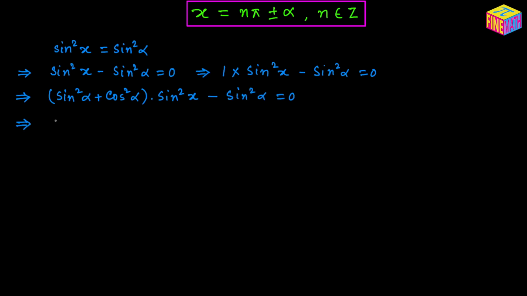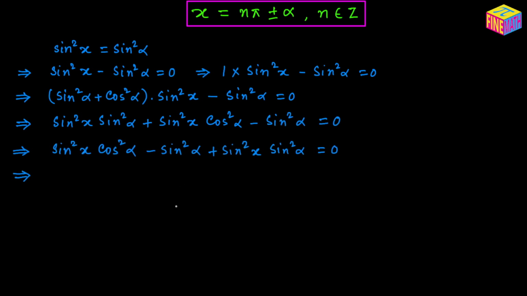We are going to get sin squared of x times sin squared of alpha plus sin squared of x times cosine squared of alpha minus sin squared of alpha. All of that is equal to 0. And from here, can we write it like this? And in the next step, I am going to take sin squared of alpha as a common factor out of the second and the third term.